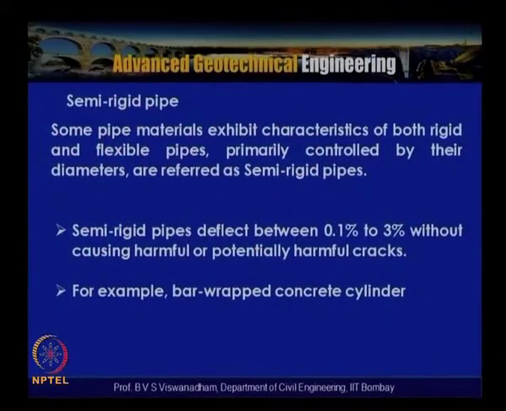There is also the rigid pipe, and we also said that there is one more category, called semi-rigid pipe. Some pipe materials exhibit characteristics of both rigid and flexible pipes, primarily controlled by their diameters, and they are referred to as semi-rigid pipes. Semi-rigid pipes deflect between 0.1% to 3% without causing harmful or potentially harmful cracks. For example, bar wrapped concrete cylinder pipes are an example of semi-rigid pipes.